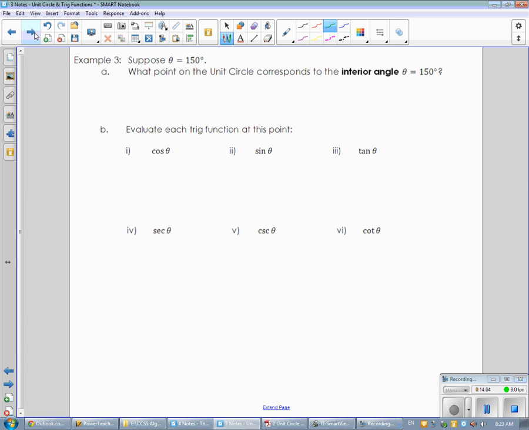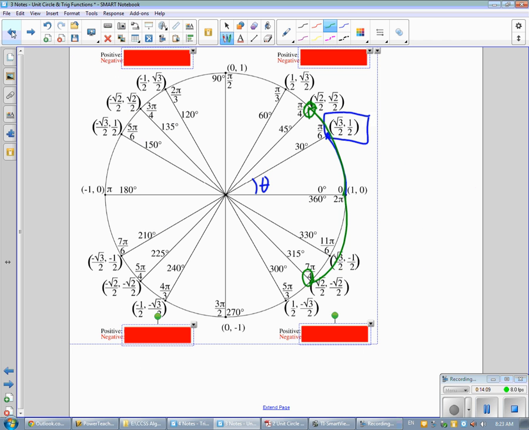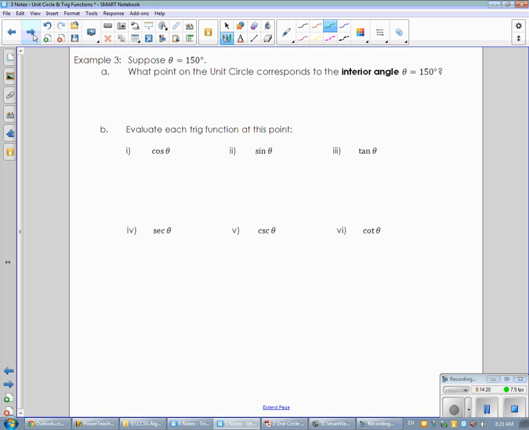Okay, so now we're looking at an angle that is measured in degrees. So I'm going to find 150 degrees on my unit circle. Let's go back to my unit circle. 150 degrees is this angle right here. And so the coordinates associated with that are going to be negative square root of 3 over 2 and 1/2. Okay, this is my x, this is my y.